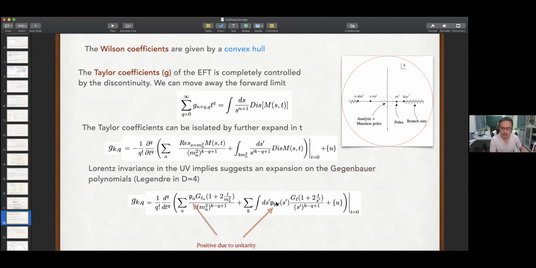And so this positivity here is going to be the root of the reason we have a convex hull. So basically GKQ is going to be given by a positive sum of contributions along the positive real axis. Here I have written U here, which reflects the contribution from the negative S axis, which reflects U channel thresholds. So we're going to have contribution from S and U channel thresholds. There's no contribution from T because we're considering fixed T. So this dispersion relation will only contain S and U.